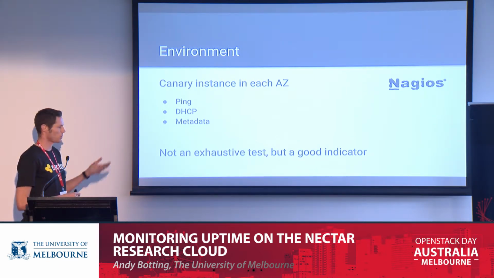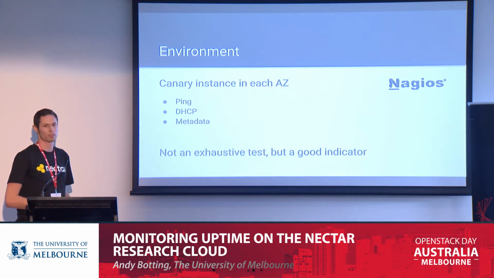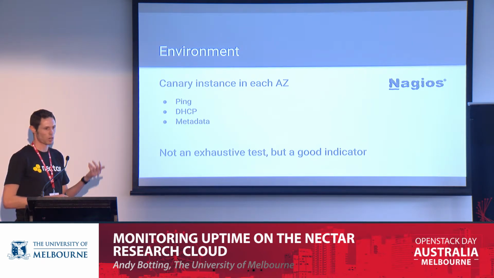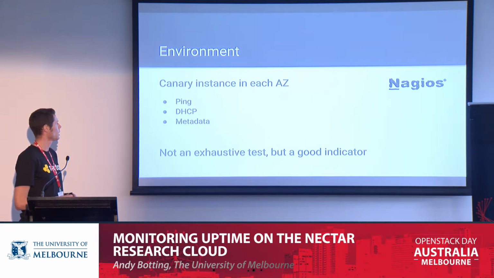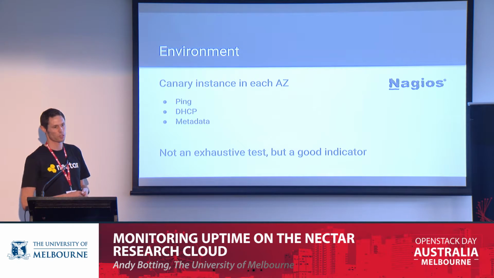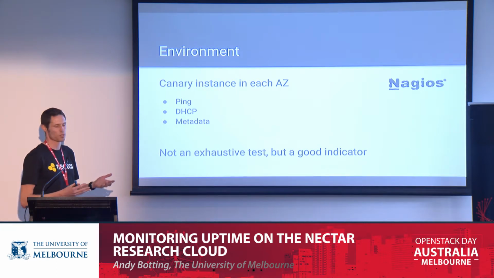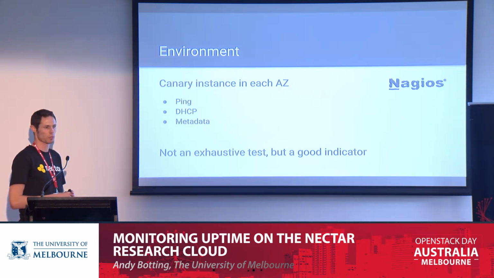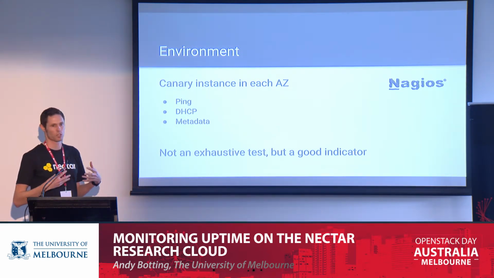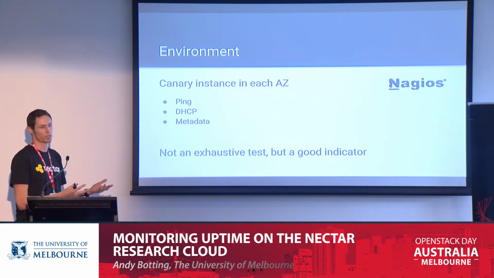So a really simple way to test that is that we have a canary instance that we run in each availability zone. It's a tiny one, uses one core, very little RAM. And from here, we can use Nagios to ping that instance. That gives us some confidence that the network connectivity between us as the core and the site is working correctly.